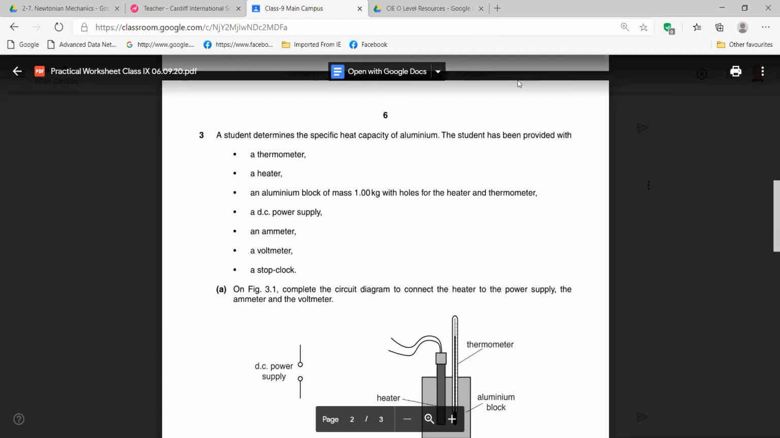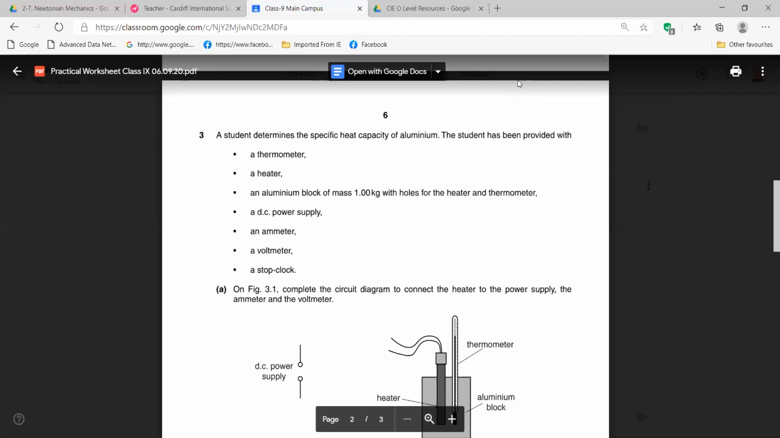A student determines the specific heat capacity of aluminum. The student has been provided with a thermometer, a heater, an aluminum block of mass 1 kg with holes for the heater and thermometer, a DC power supply, an ammeter, a voltmeter, and a stop clock. On Fig 3 we have an ammeter, voltmeter, stop clock.